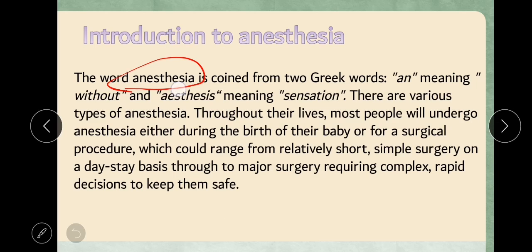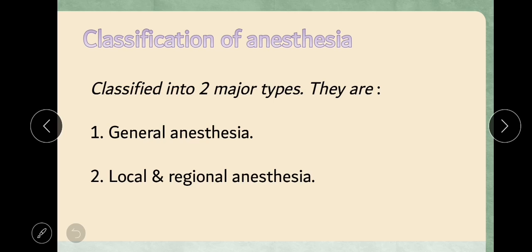Okay, what is anesthesia? The word anesthesia is coined from two Greek words, an meaning without, and aesthesis meaning sensation. There are various types of anesthesia. Throughout their lives, most people will undergo anesthesia either during the birth of their baby or for a surgical procedure, which could range from a relatively short, simple surgery on a day-to-day basis through to major surgery requiring complex rapid decisions to keep them safe.